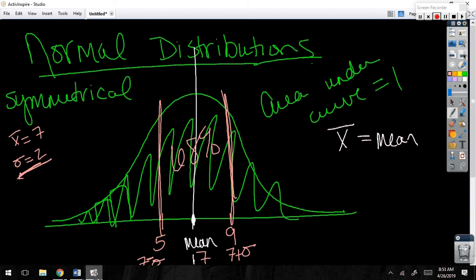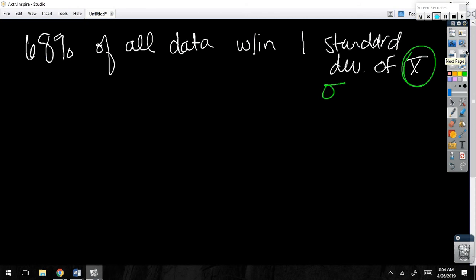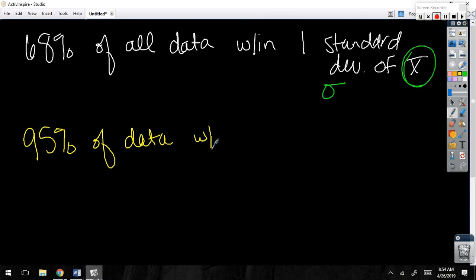Now, 68% of all data is within 1 standard deviation. Also, 95% of your data is within 2 standard deviations of your mean. It's the same thing, but now it's 95%. Now I just color it in more.